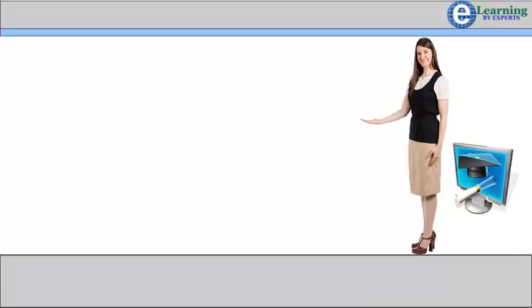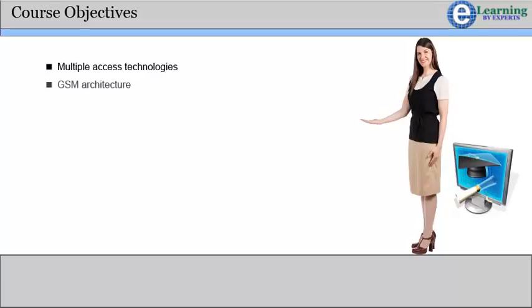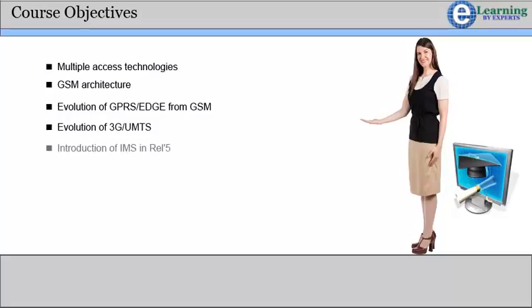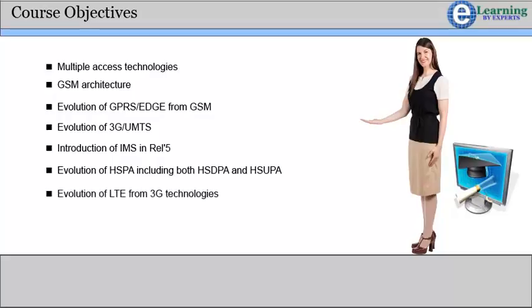After completing this module, you will learn about different multiple access technologies, GSM architecture, evolution of GPRS from GSM, evolution of 3G UMTS, introduction of IMS in REL 5, evolution of HSPA including both HSDPA and HSUPA, evolution of LTE from 3G technologies, and the LTE deployment path available to operators. So, let us begin.